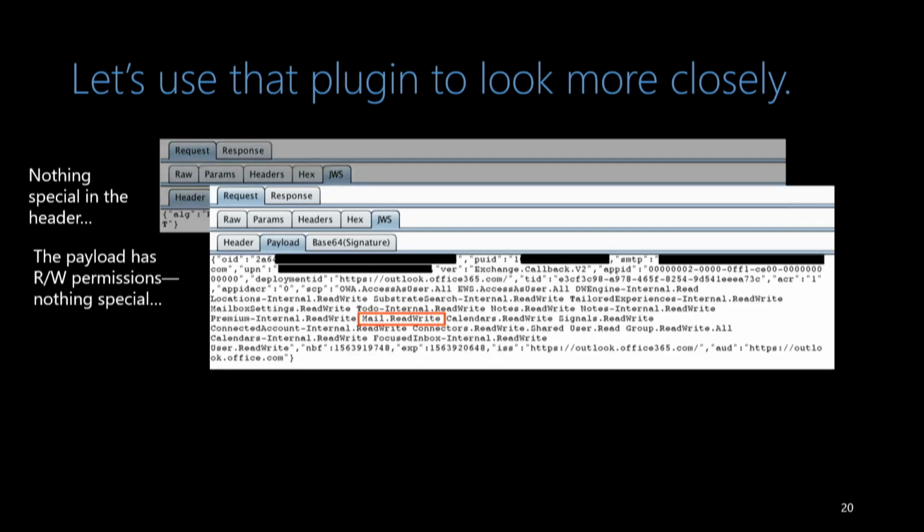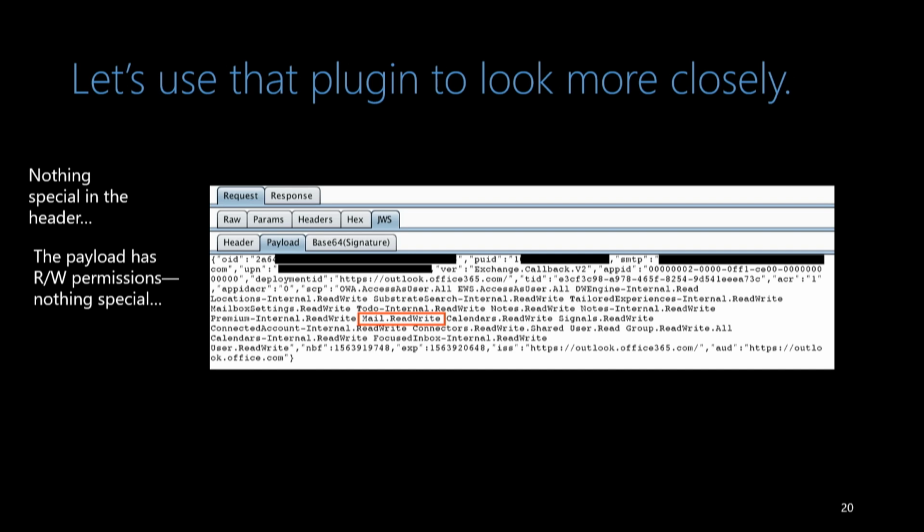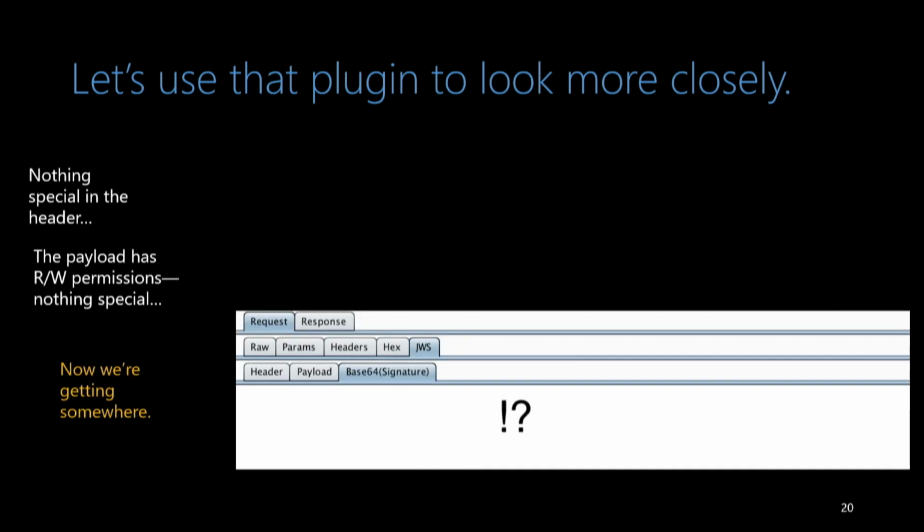So this is the next payload. The payload of this JWT is nothing special again, but something special about it is that it has mail read write permission. So this is a very powerful JWT. And finally, we can see that the base64 signature part of this JWT has nothing. It means that this JWT is unsigned.